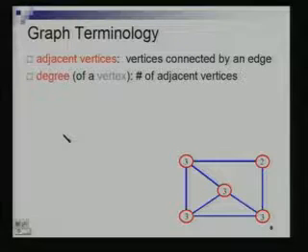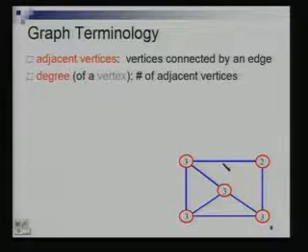The degree of a vertex is the number of adjacent vertices it has. So, what is the degree of this vertex? 3. In fact, I have written down the degrees of the various vertices on these, right. So, this vertex is degree 2, this vertex is degree 3, this is degree 3, this is degree 3. Everyone understands the degree of a vertex. It is the number of adjacent vertices.